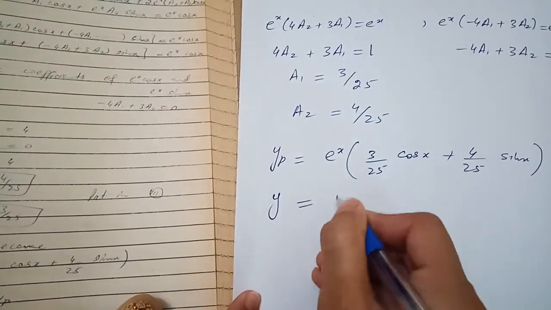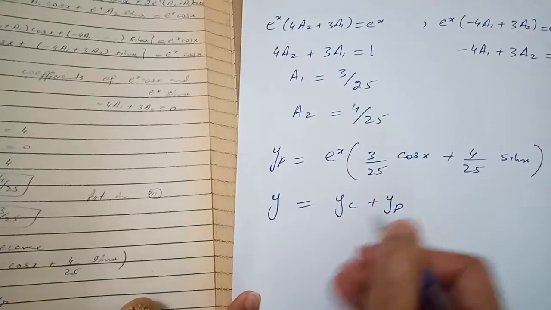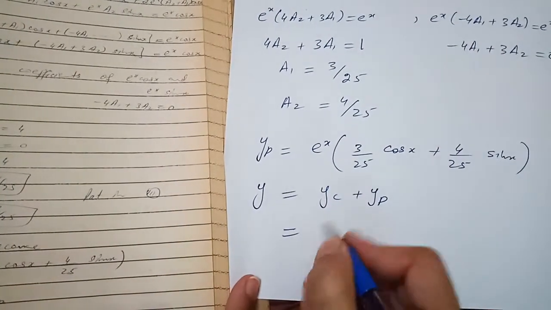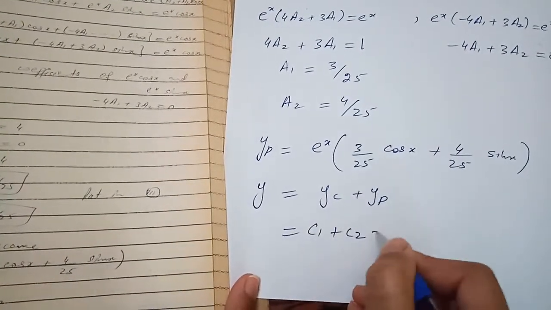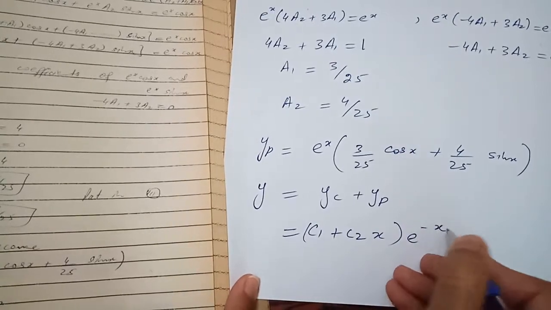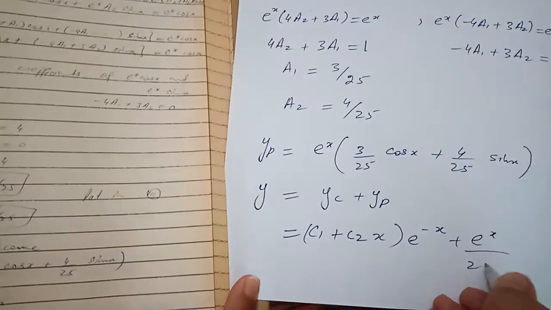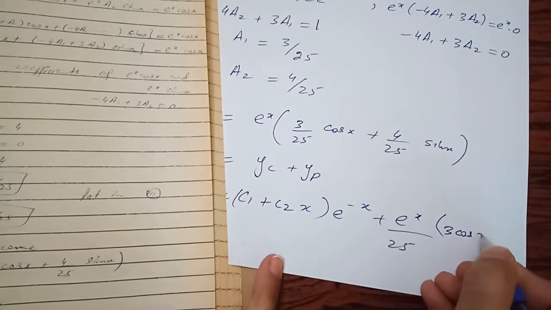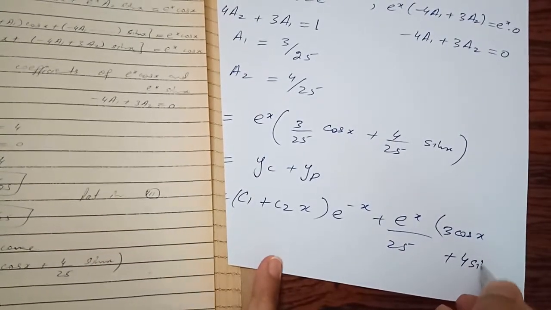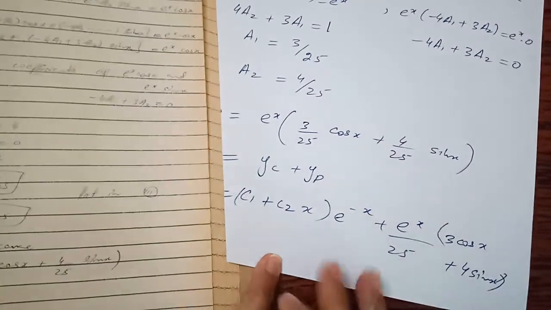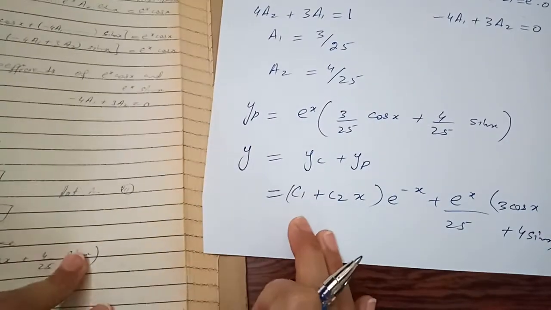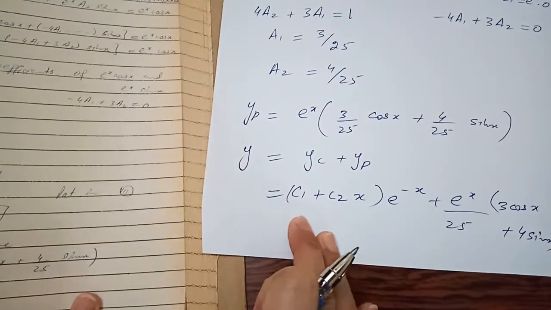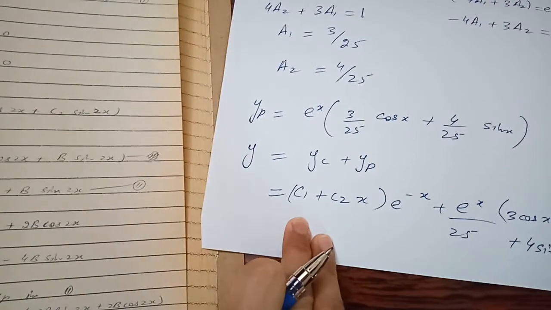So your general solution y is yc plus yp. Just add up those two solutions: (c1 plus c2 x) e^(-x) plus e^x over 25 times (3 cos x plus 4 sin x), like this. So this is your general solution you got here by using the UC method.